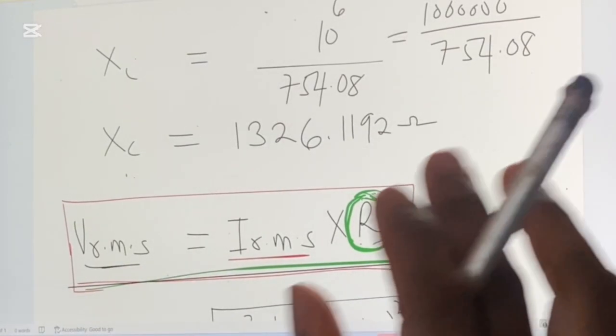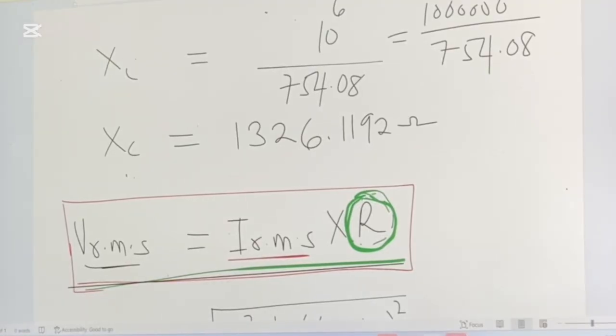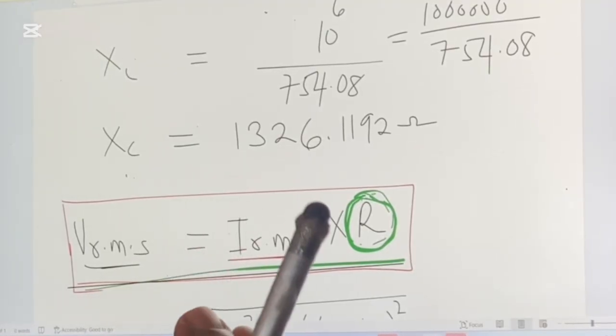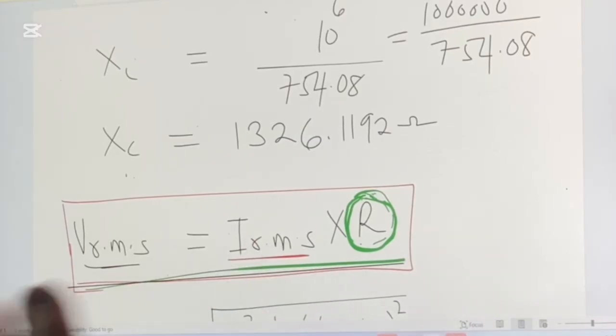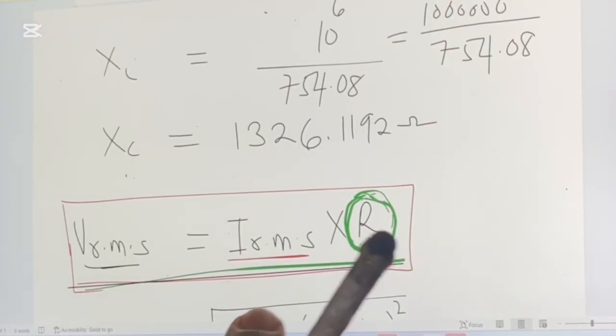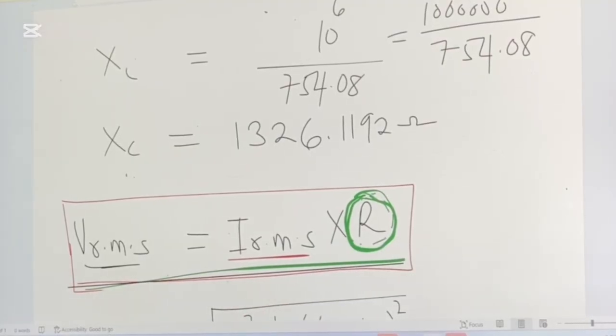Remember, we are not asked to find the capacitive reactance. We are asked to find the root mean square current, and we have two formulas to solve for root mean square current. So since our peak voltage is not given to us, we won't use the first formula. Okay, we'll use the second formula, which is the Ohm's law formula. And this is the formula here, okay? Here's the formula to use.